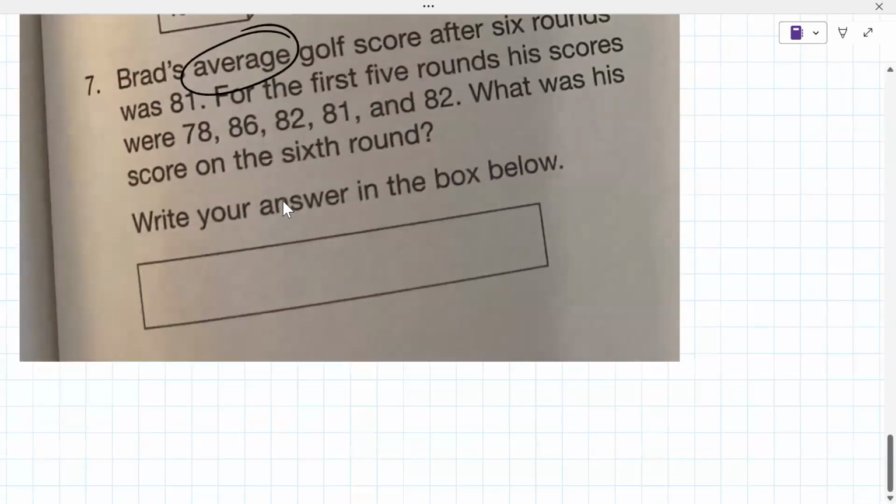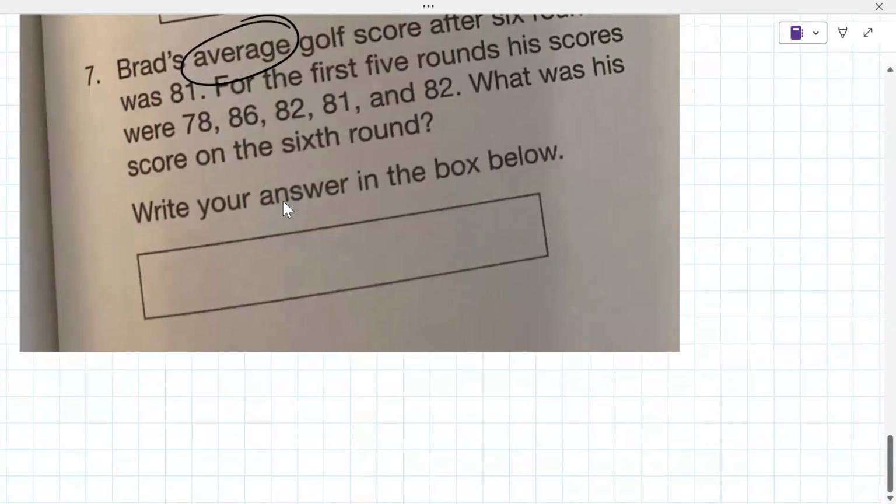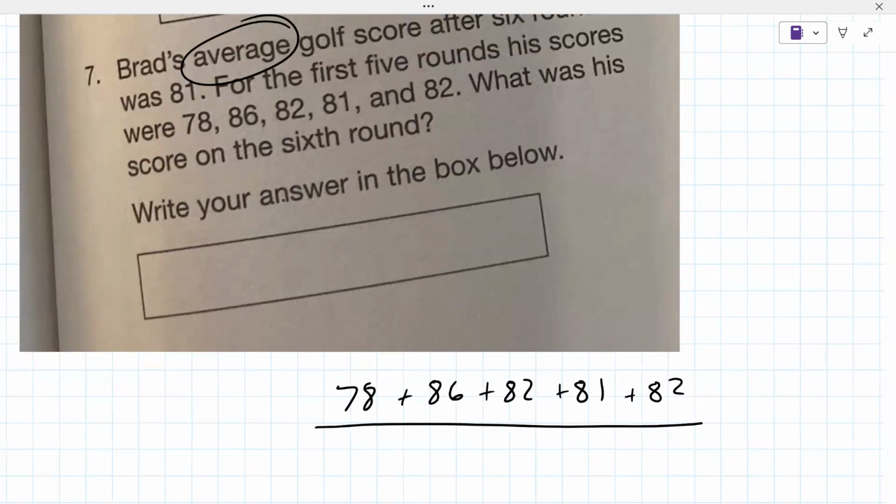Do you remember the formula for average, or in words, what to do to find the average? Okay, so you add up all the numbers, 78 plus 86 plus 82 plus 81 plus 82. So you add them all up and you divide by the number of numbers. How many numbers are there here?